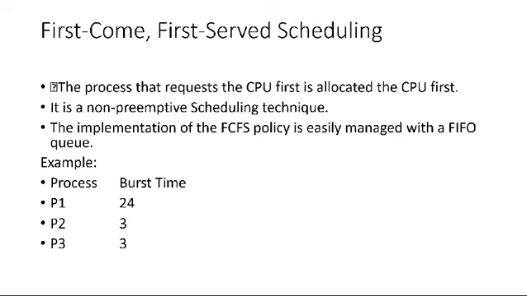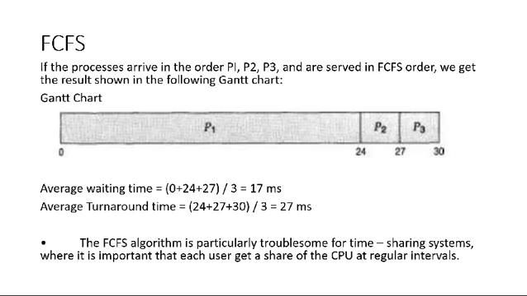Suppose we have processes P1, P2, P3 and the burst times are 24, 3 and 3. How does first come, first serve work? We need a Gantt chart for that. The time for drawing the Gantt chart starts at 0. The process P1 runs till 24, and now comes P2. Already we have 24 and P2's burst time is 3, so 24 plus 3 is 27. Again P3's burst time is 3, so 27 plus 3 gives 30.